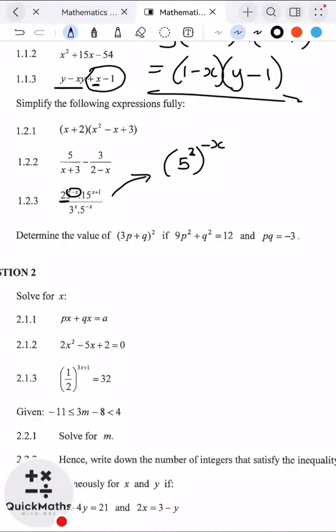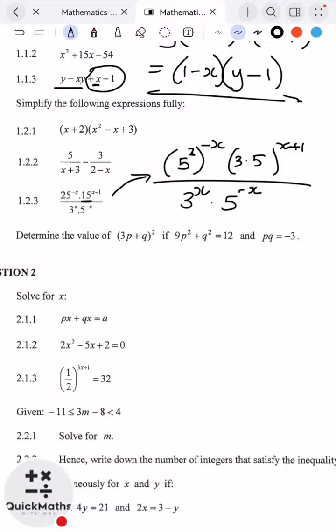So all I did so far was replace the 25 with a 5 squared, still 25. The 15, I need to replace with something that's still 15, and then my exponent there is x plus 1. What can I make the 15? I remember prime bases, so I'm going to say 3 times 5. 3 times 5 is still 15, and they are both prime bases. The bottom, 3 to the power of x times 5 to the power of minus x, they're already prime numbers. So that's the first thing, prime bases.